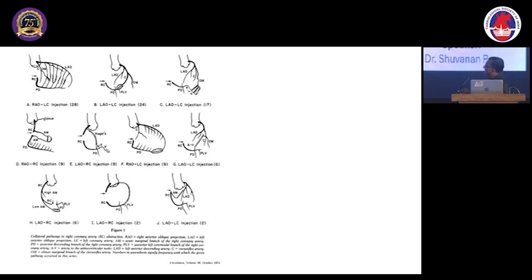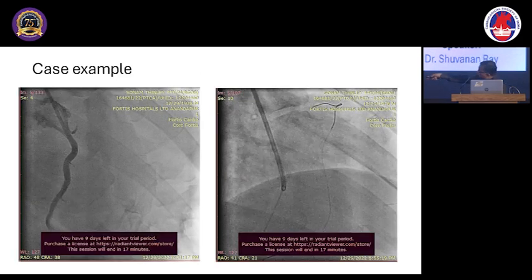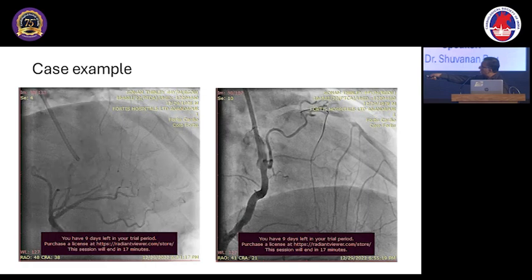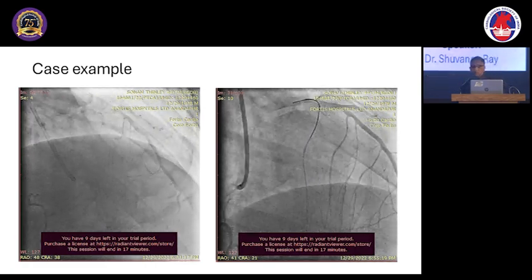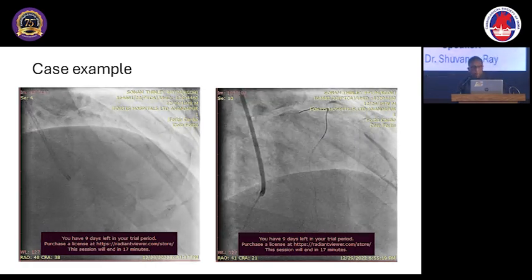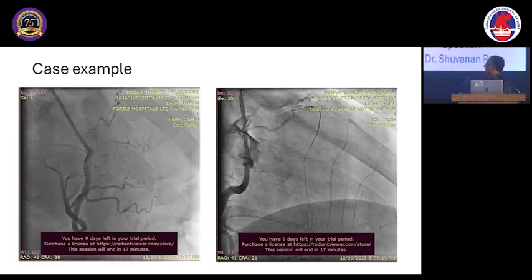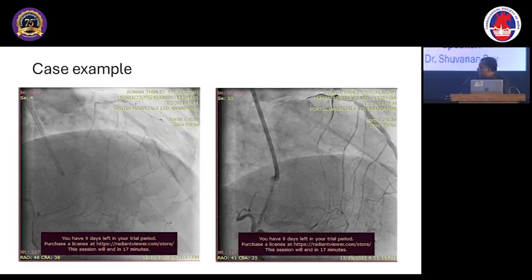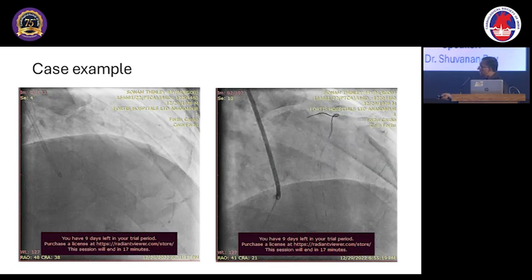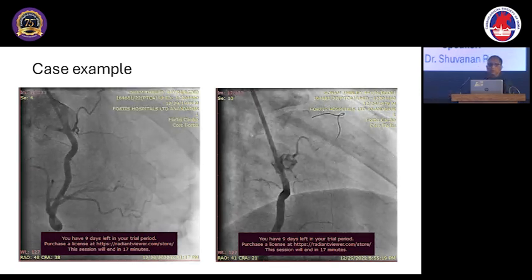Next is this. We went more LAO. So the LCX went more towards LAO, and we can see all three branches. Now we can see that there's a very significant lesion at the LAD ostium, though it is hidden to some extent. The LCX remains almost free. So we did an IVUS before stenting. You see, this is the LCX, this is the LAD, and you see the LCX is free of disease.